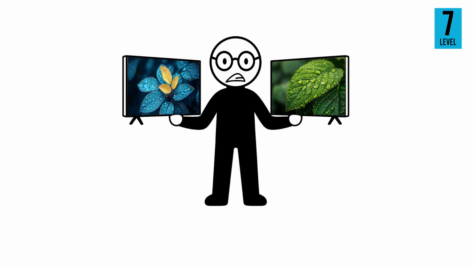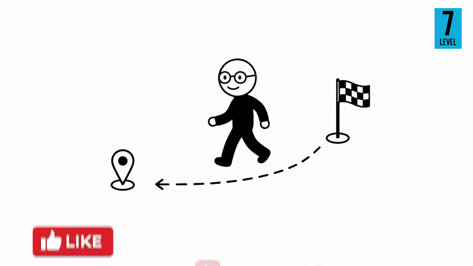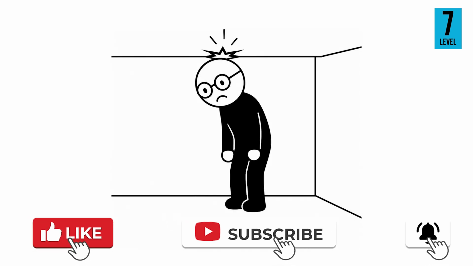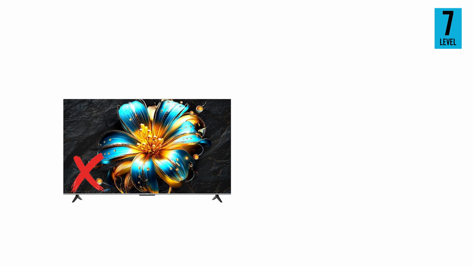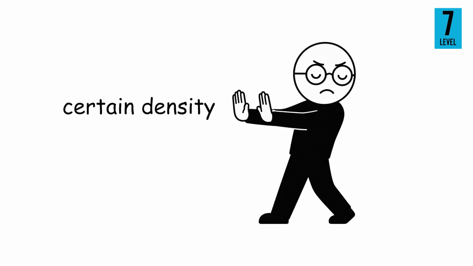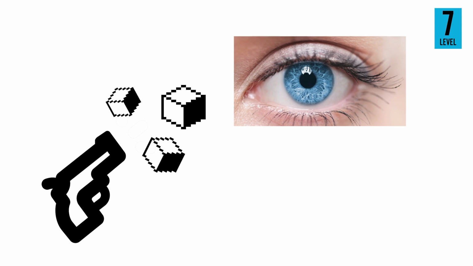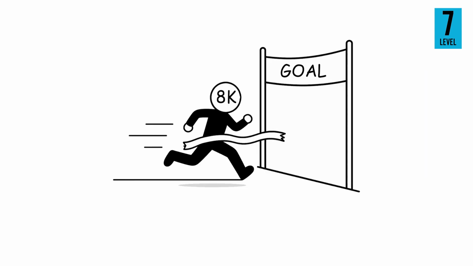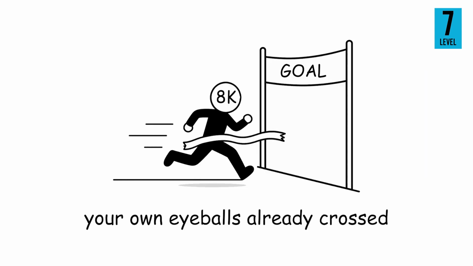And the kicker: even when you put real 8K in front of a person, the gap from 4K is so small that human eyes mostly can't find it, which drops us right back where we started. There's a hard ceiling on all of this, and it was never the screen. It's you. Past a certain density, you're firing more and more pixels at an eye that stopped counting a long time ago. 8K is the most detail ever crammed onto glass, sprinting toward a finish line your own eyeballs already crossed.